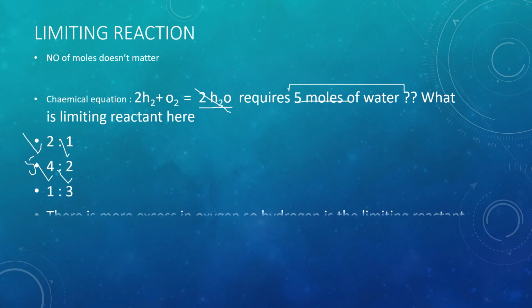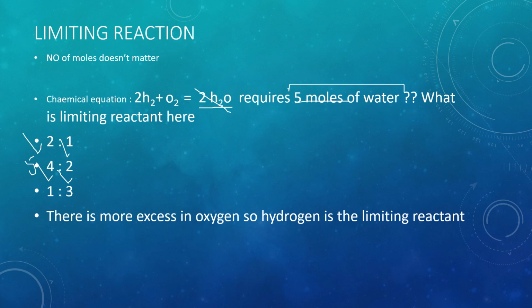Now here it is simply stated that the hydrogen is the limiting reactant. If we had more hydrogen, we could produce the value of 5 moles. But because we have less hydrogen, we are unable to do that. So here the hydrogen is the limiting reactant.